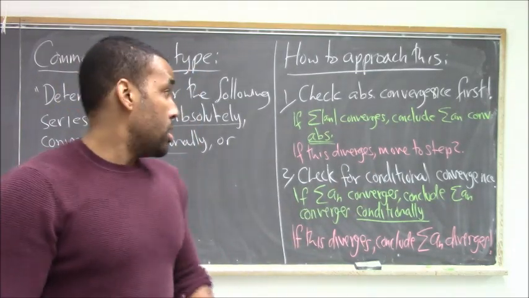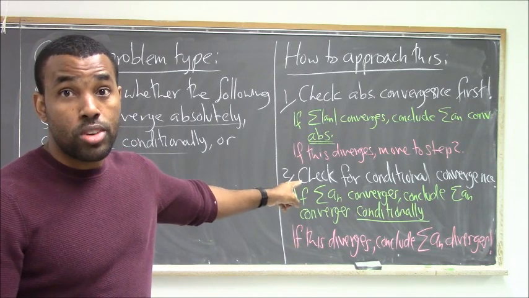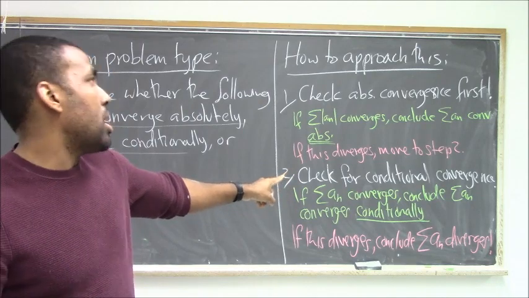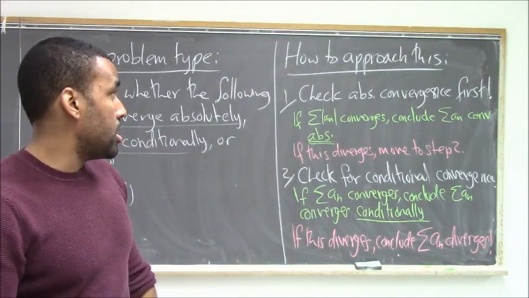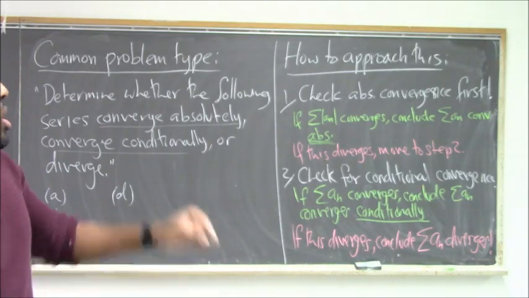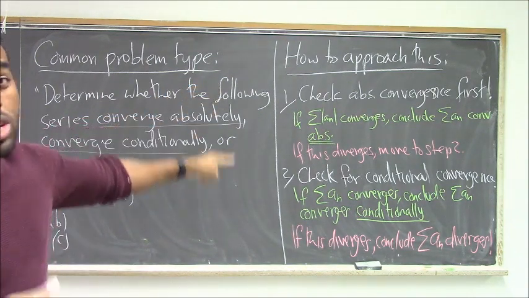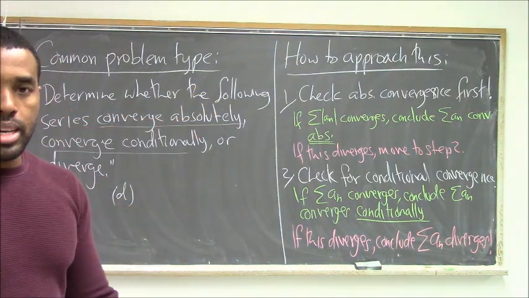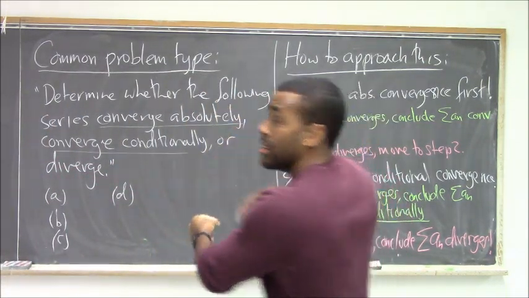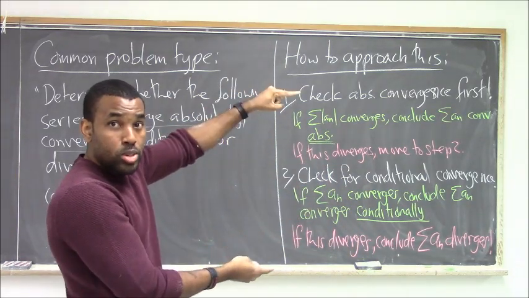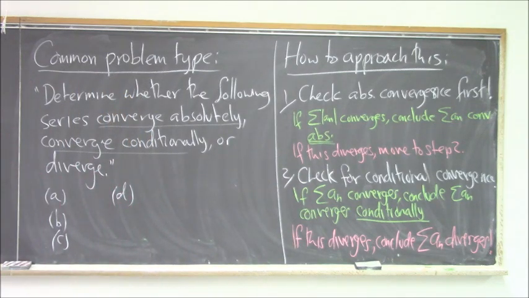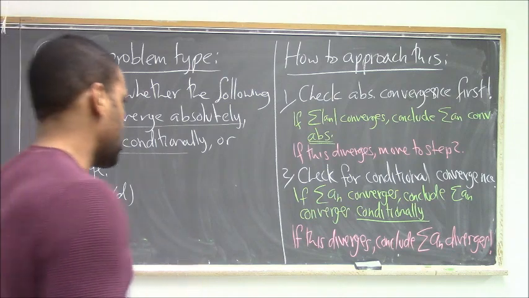The reason being is that sometimes you can check something for conditional convergence and it works, but you're not going to know that it converges absolutely. So you'd have to go back up and check that. So you'd end up having to do twice the work instead of just doing one test. Whereas if you check for absolute convergence and it works, you don't need to check for conditional convergence. So it can potentially save you some time. So if this is the problem type, then this is what you want to do. You want to check absolute convergence first, check conditional convergence second. Okay? So that is just an approach for this particular problem type.